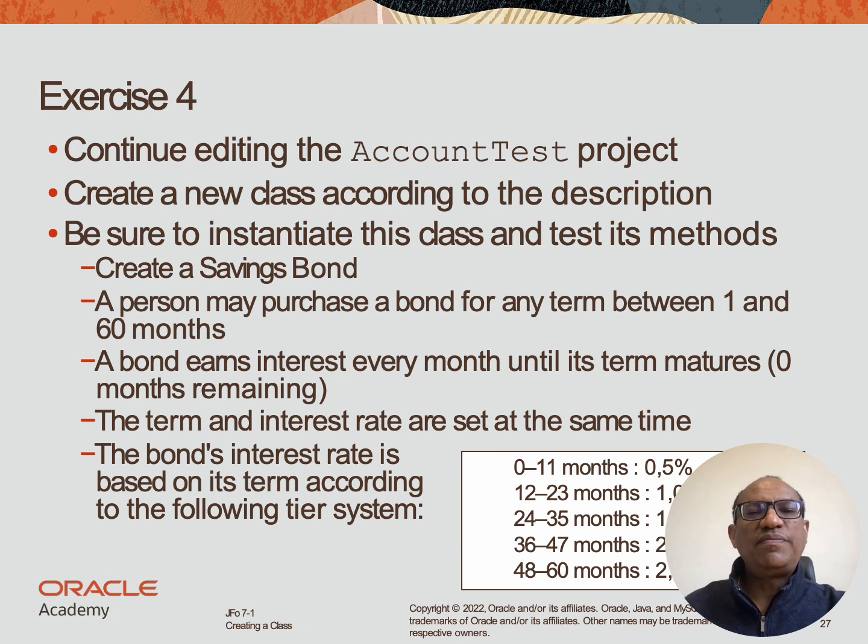In exercise 4, create a new class to model a savings bond. It should have fields like name, balance, term, months remaining, and interest rate. The bond earns interest monthly and matures after the term ends. Use a tier method to set the interest rate based on the term. 0 to 11 months, 0.5%, 12 to 23 months, 1%, up to 60 months, 2.5%.